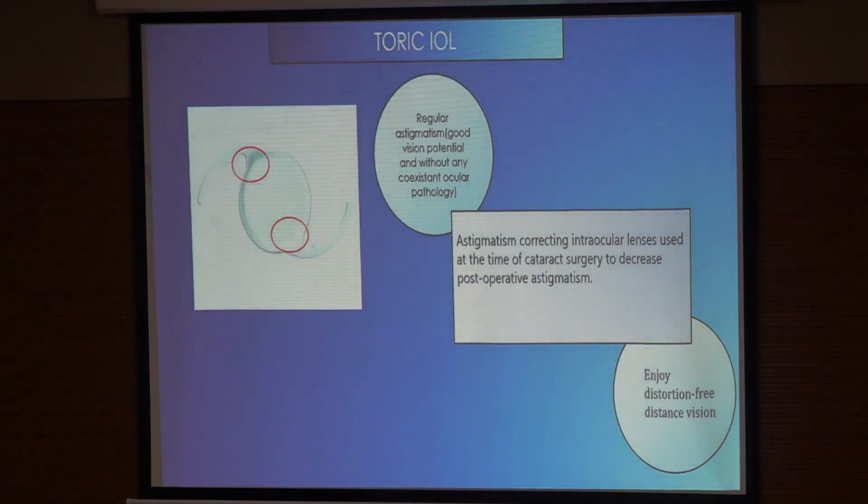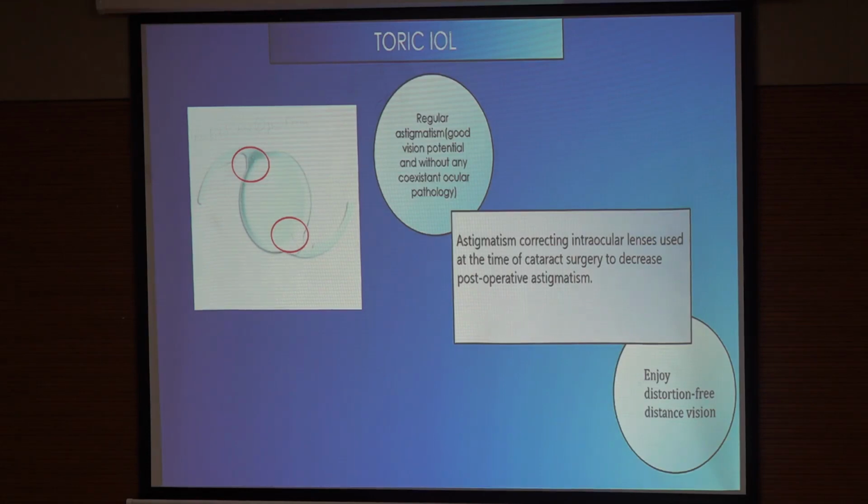Moving on to the toric IOLs. These are astigmatism correcting IOLs used at the time of cataract surgery, and they reduce post-operative astigmatism. The patient usually has a regular astigmatism with good vision potential and without any coexistent ocular pathology, thus enjoying distortion-free distant vision. You can see those markings on the toric IOL, the vertical markings near the haptics.